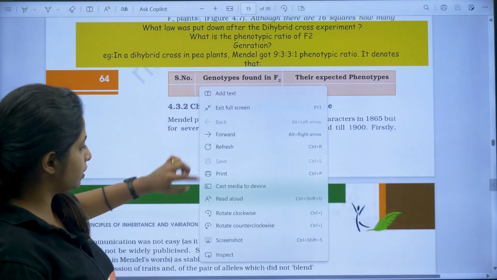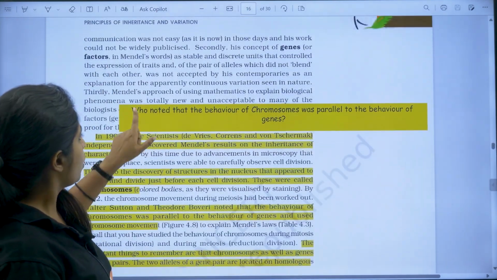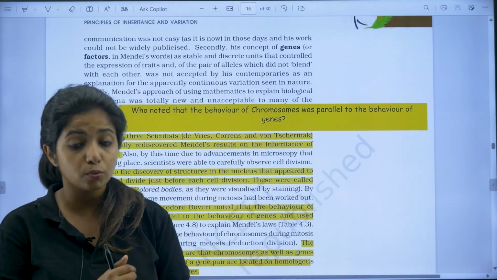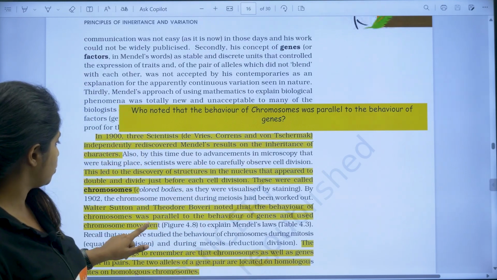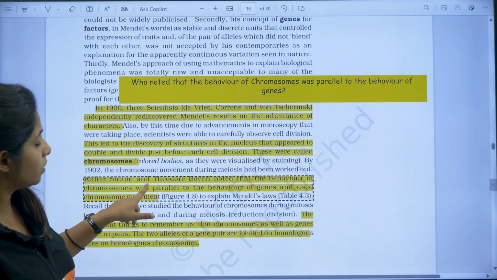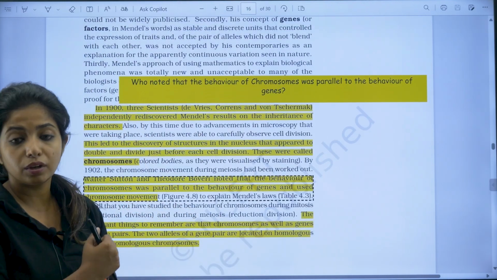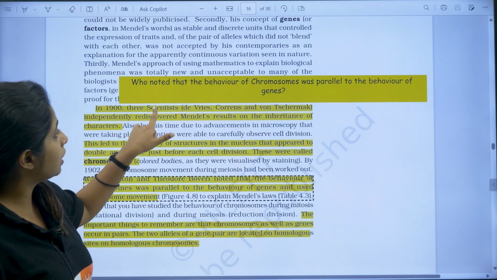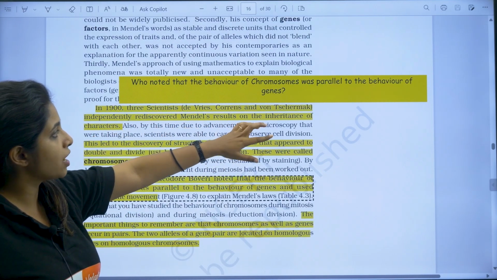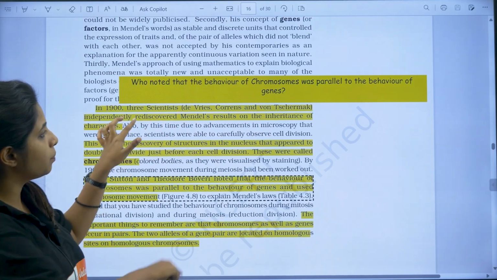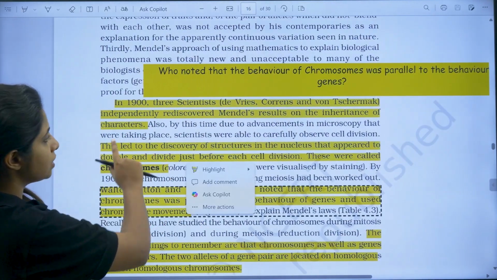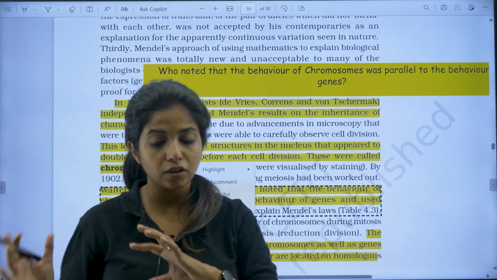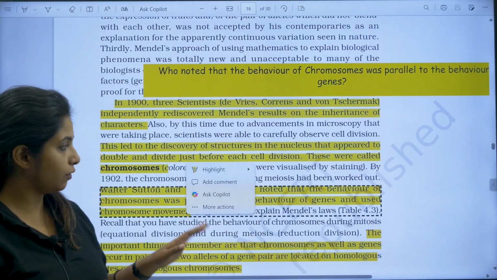Now, the chromosomal theory of inheritance is there. Who noted that the behavior of chromosomes was parallel to the behavior of genes? This question was there, children. And who was the person who did that? It was Sutton and Boveri. So these paragraphs are really important. First, 3 scientists, De Vries, Correns and Tschermak, independently rediscovered Mendel's results on the inheritance of characters. These people took Mendel's experiments back and kept on talking about it. They found their own things.